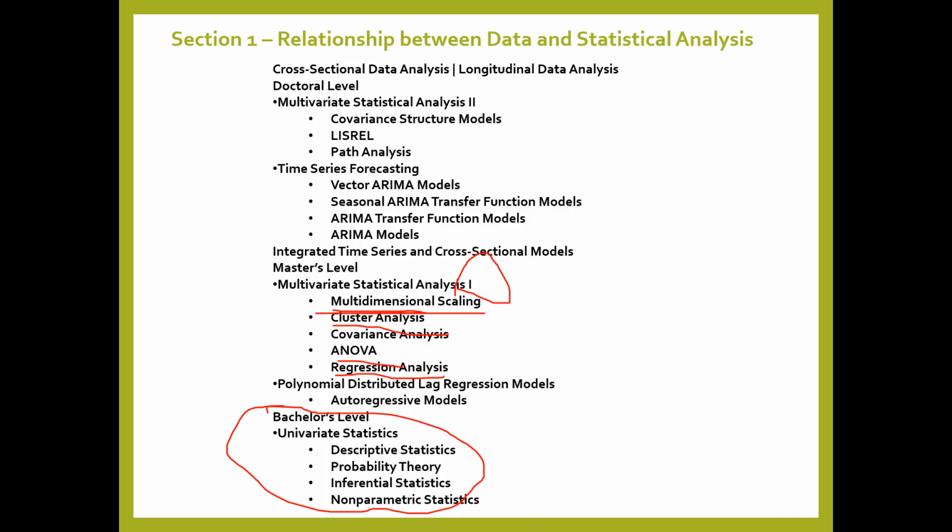And for the doctoral level, it is very wide. They have some association with multivariate statistical analysis 2, such as the CS model, covariance structure models. These will be in the next semester. I am not including the modeling analysis in this semester. If we have a second semester, I will teach this maybe next semester. Path analysis. And the other side is about time series forecasting.